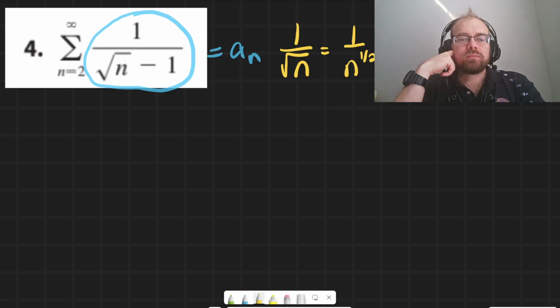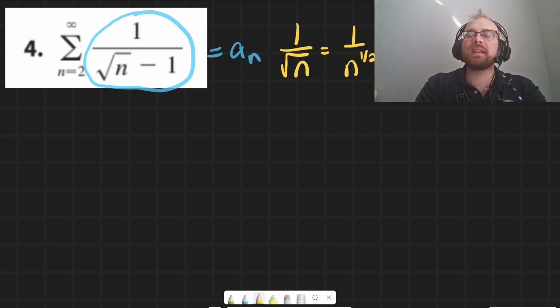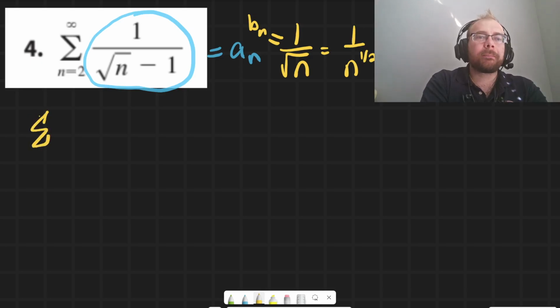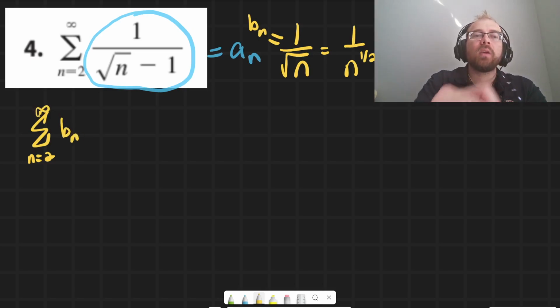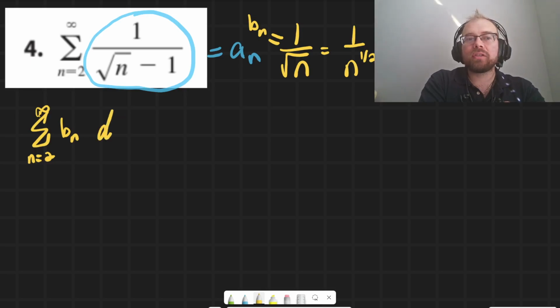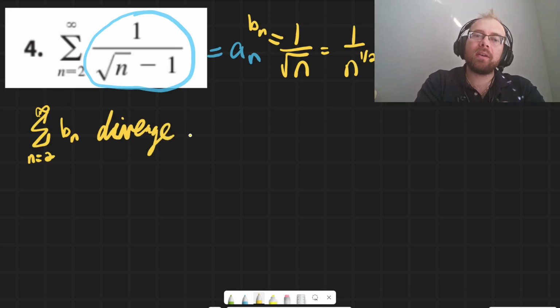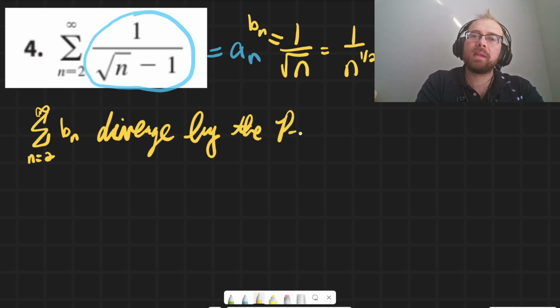So this is what I want to do because then I can use P series on that. I can say that that diverges because of P series. We're going to call this B, actually. This is going to be B sub n. B sub n is equal to all of this. So then we know that the sum from n equals 2 to infinity of B sub n is going to diverge by the P series.